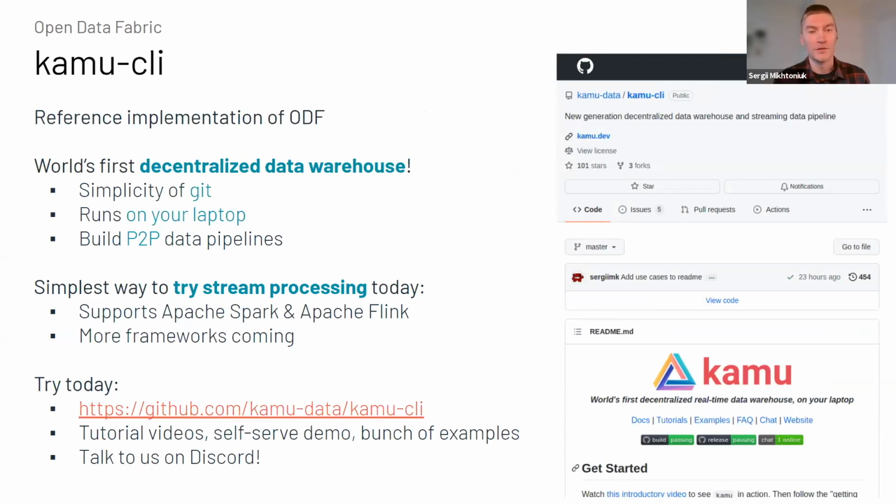So I believe that this is the simplest way today to try stream processing if you haven't tried it yet, because you can write your queries in Apache Spark and Apache Flink SQL without having to set up these frameworks and without spending weeks on figuring them out and trying to configure them. So I invite you to check it out.